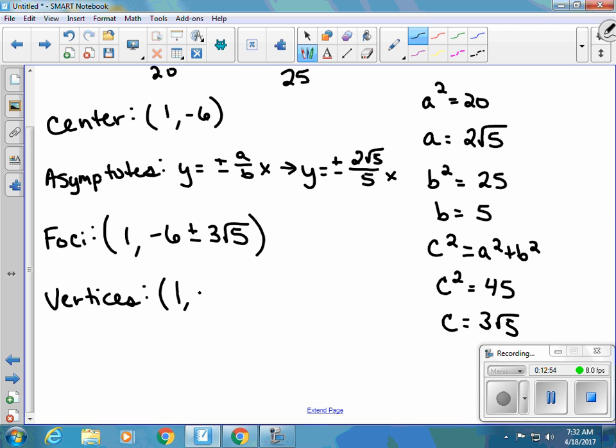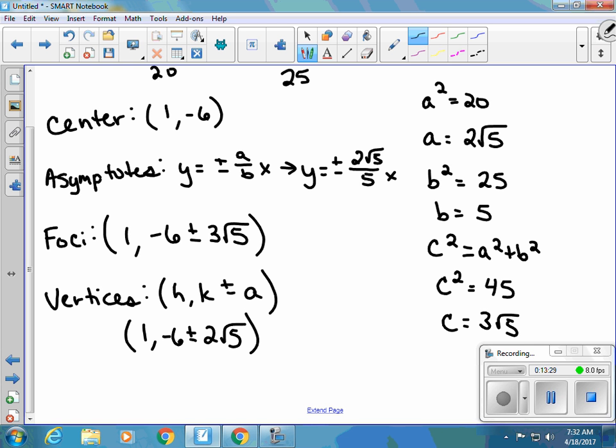This one, because you're dealing with your transverse axis, with your foci, it's negative 6 plus or minus c. With the vertices, it's still h comma k, but the plus or minus is of the a value because the a is dealing with your transverse axis. So we've got 1 comma negative 6 plus or minus 2 square root 5. So that's where our vertices would then be located.